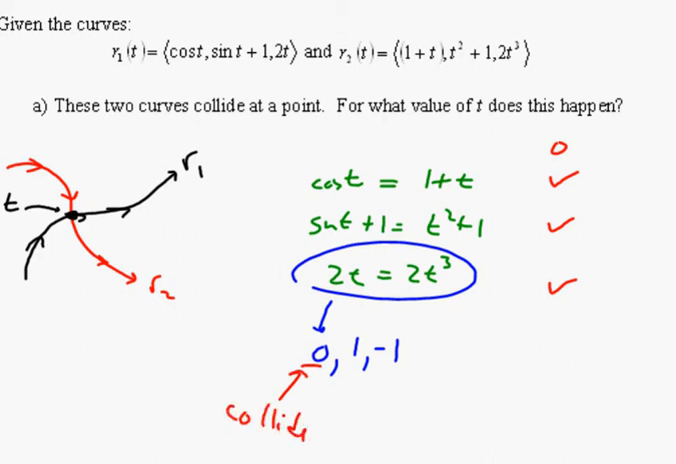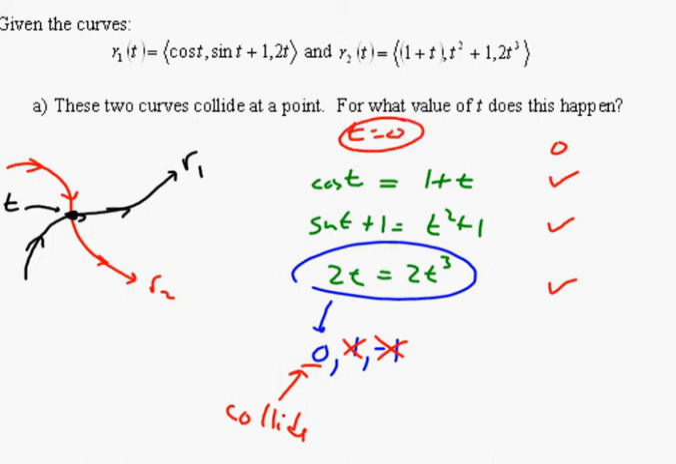Okay? Let's try 1. Cosine of 1 equals 2. That is not true. So this is out. Cosine of -1 equals 0. That's also out. So the other two don't work, because as soon as I checked them, the x components didn't match up. So now I know that when t equals 0, these two objects will collide.